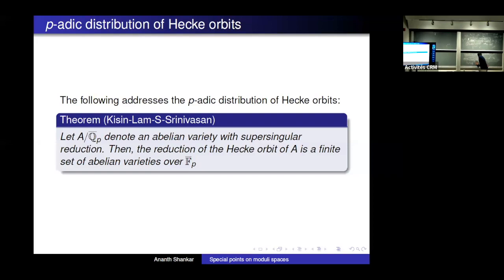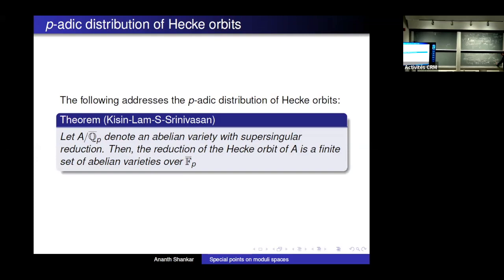This is the set of all B bar over FP bar such that B bar is isogenous to A mod P. This is what I mean by P of A mod P. So take this, reduce it mod P. So you have isog of A reduced mod P sitting inside isog of A mod P.